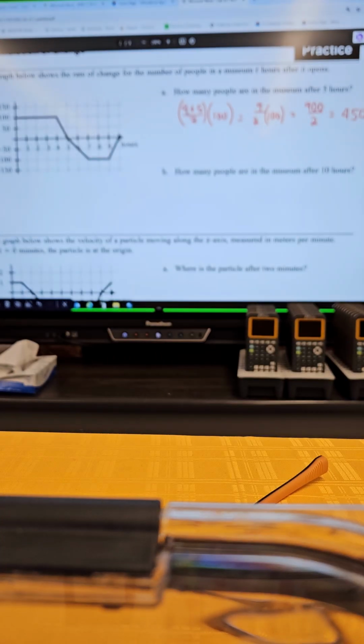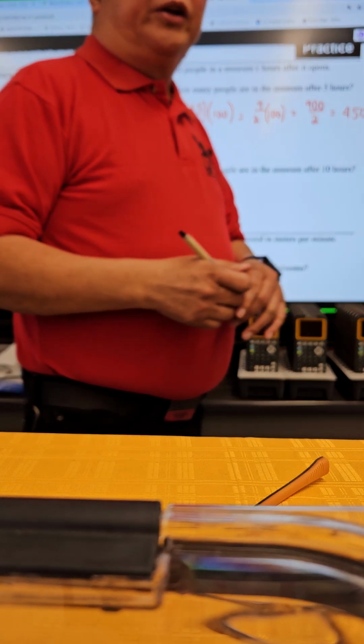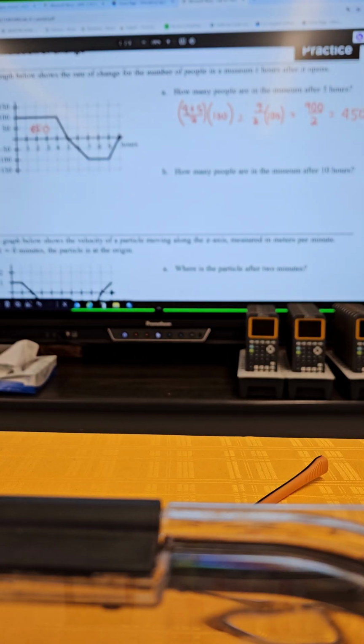Okay, moving on to question B. What is question B? Diego. How many people are in the museum after 10 hours? After 10 hours, so that means you include everything, right? This right here is already 450. Can you do now the bottom? 350.